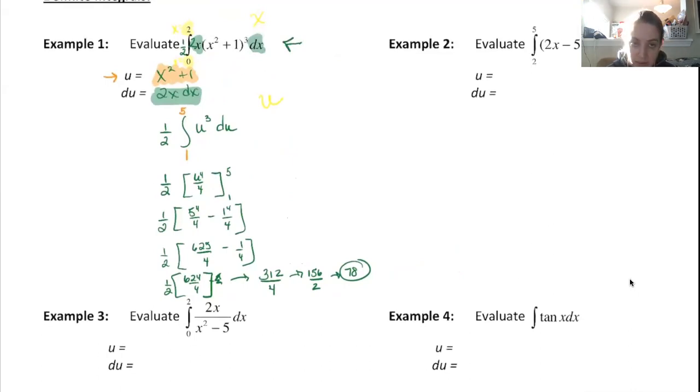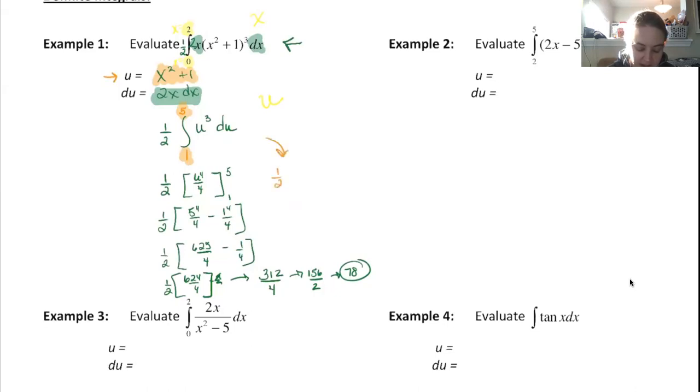But I never went back to x. I finished the whole problem in u. So here's the mistake that I see. Students do a great job. They change the boundaries. We get 1 and 5. That's no problem. And then I see this, and I'm a little hesitant to show you because I don't want to show you what not to do, but they get to this step.